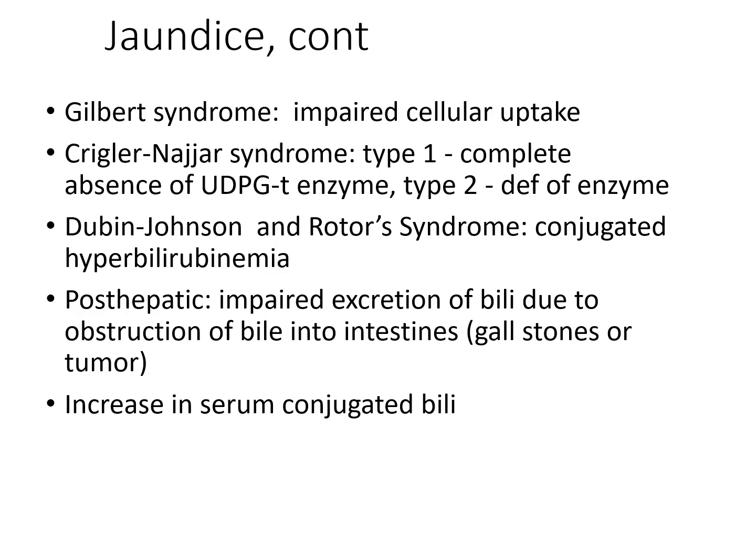Posthepatic or obstructive jaundice is caused by impaired excretion of bilirubin due to obstruction of bile flow into the intestines. Common causes include gallstones or tumors that are blocking the bile ducts. This results in an increase in serum conjugated bilirubin as it leaks back into the bloodstream.